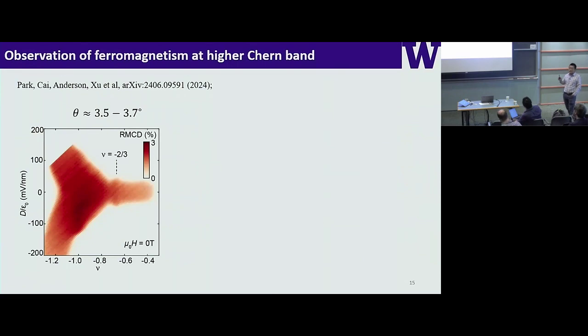Here I'm going to focus on the second Chern band. On the left panel, what I show you is magnetic circular dichroism measurements of twisted MoTe2, for this particular sample at 3.7 degrees. What I highlight here is that in this phase space, the MCD signal is finite. This just highlights the ferromagnetic phase.